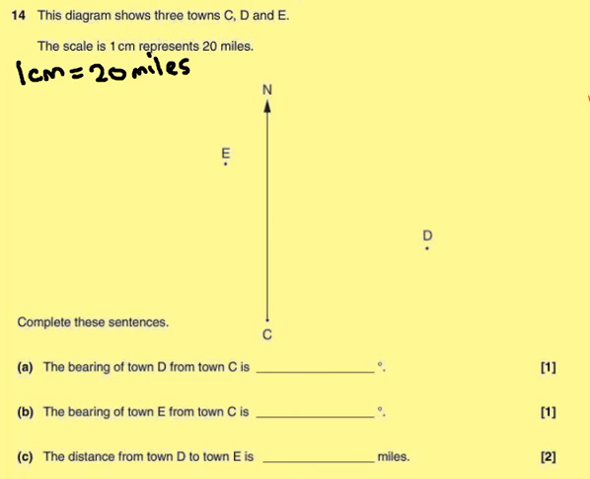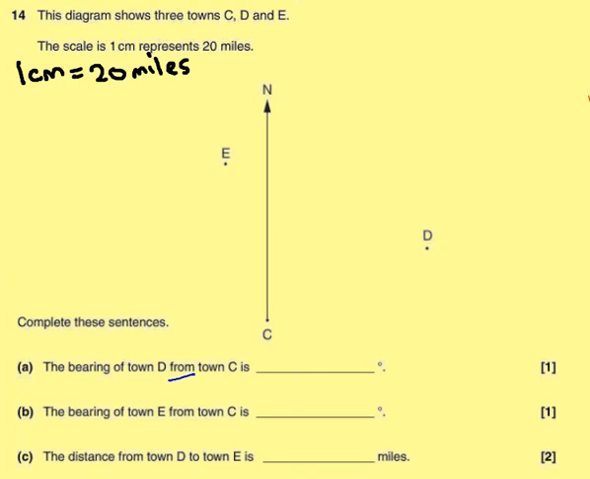Now, it says, part A, the bearing of town D from town C is. So we need to work that out. Now the important thing is it says from town C. So we're measuring from this point C here, where they've already drawn a north line for us from town C. So we need to measure the angle from the north line that we would need to move round in a clockwise direction. So when we walk from C, we'd walk towards D.